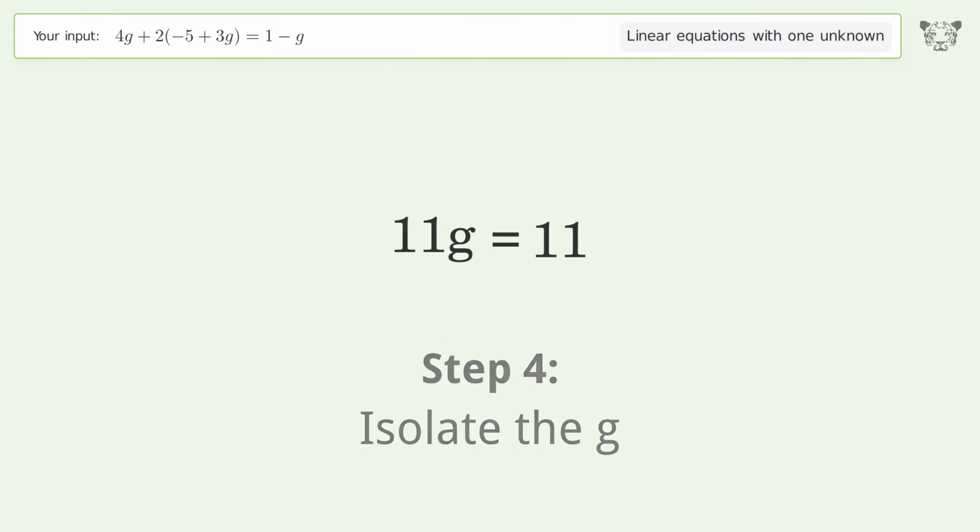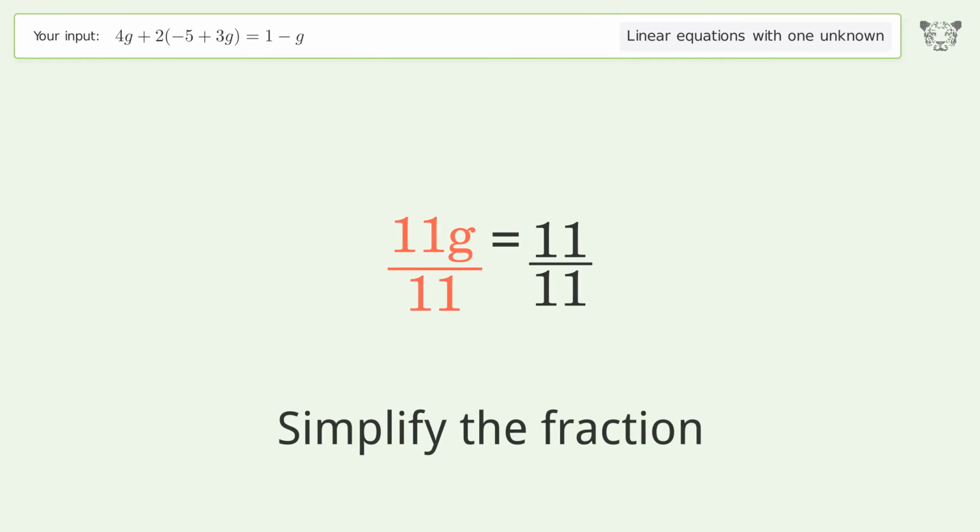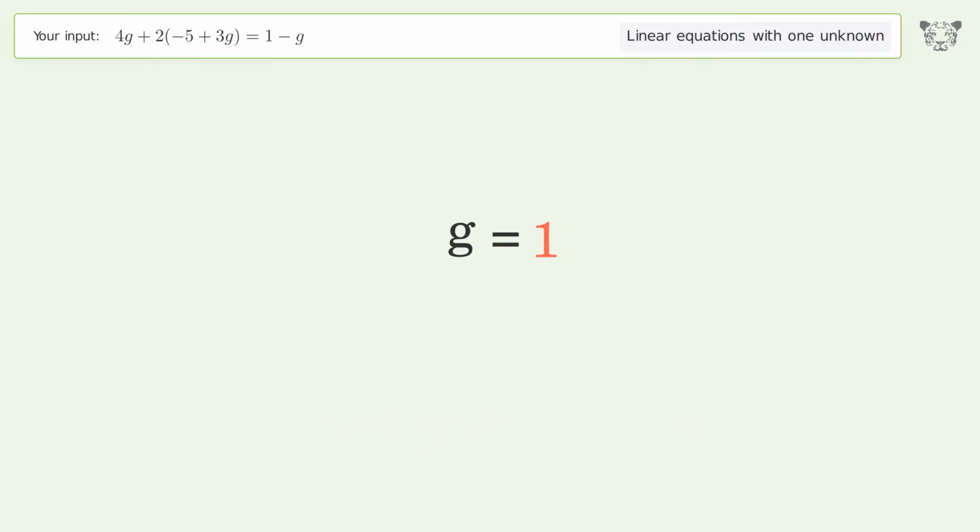Isolate the g. Divide both sides by 11. Simplify the fraction. And so the final result is g equals 1.